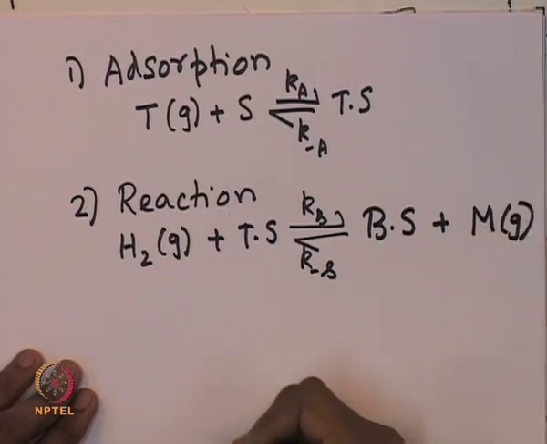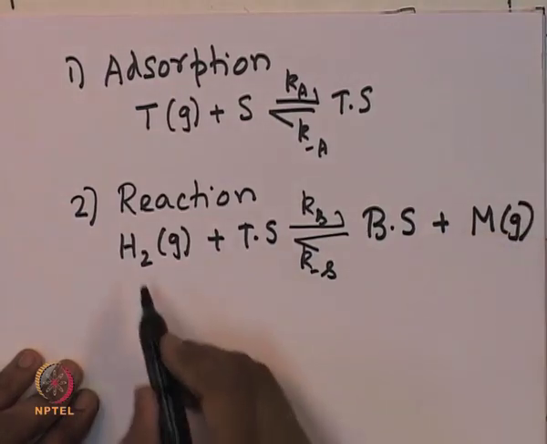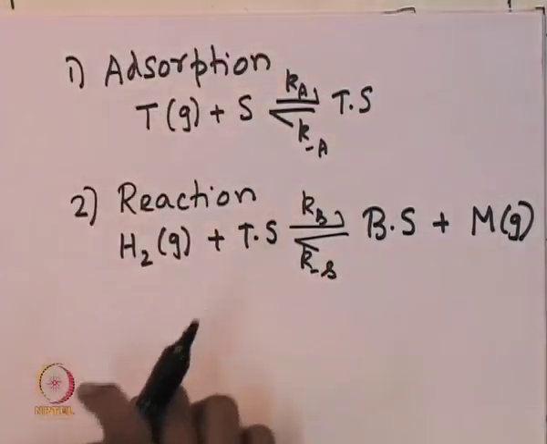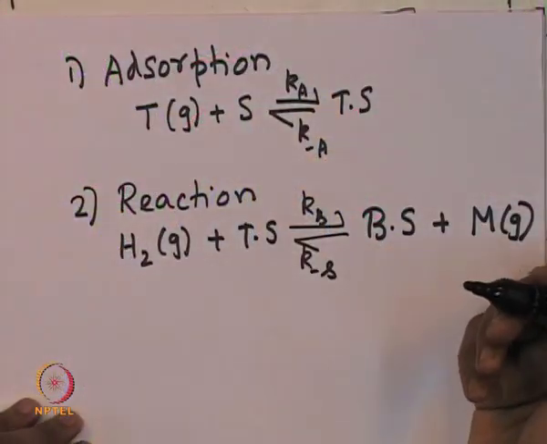So, this is the second step where hydrogen in the gas phase reacts with the toluene which is now adsorbed onto the surface of the catalyst site, and that leads to the product formation, where the benzene, one of the products, remains adsorbed on the catalyst site, and methane is formed along with it, which immediately goes into the gas phase. And the reaction rate corresponding to that is depicted here as Ks and K minus S for the forward and the backward reaction.